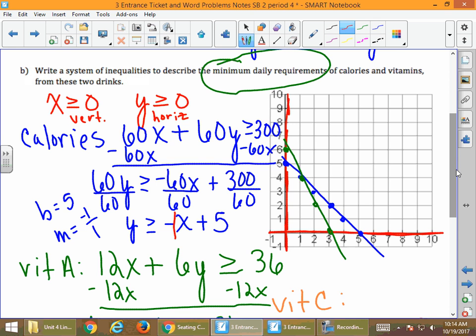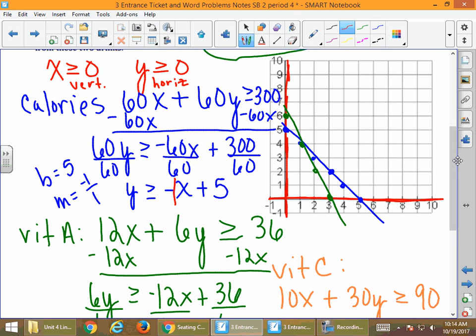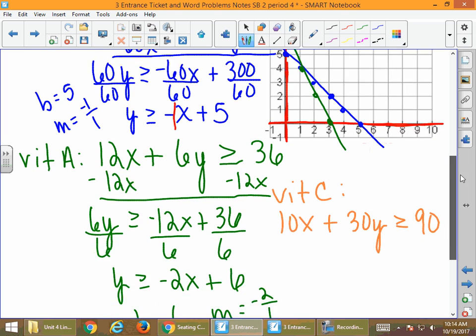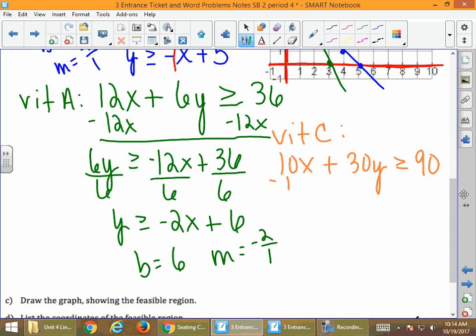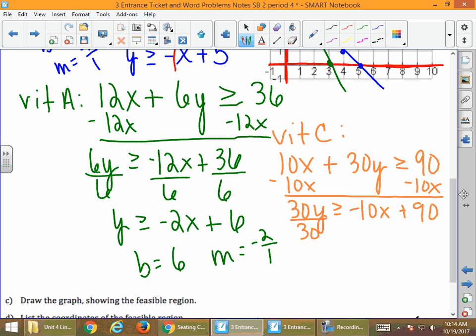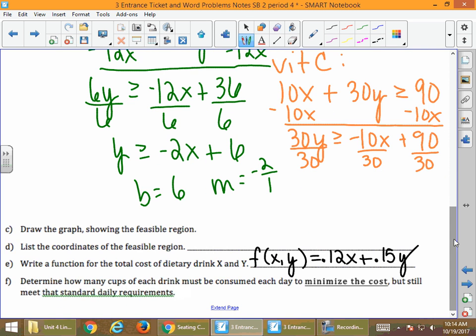We have to go through that process one more time with our vitamin C inequality. We're going to solve for y. Subtracting 10x from both sides, and we get 30y is greater than or equal to negative 10x plus 90. We're going to divide everything by 30. And we end up with y is greater than or equal to negative 1/3 x, because 10 over 30 reduces, plus 3.